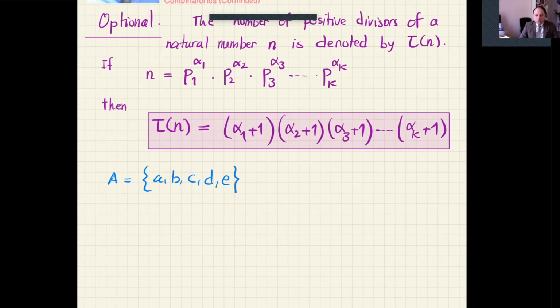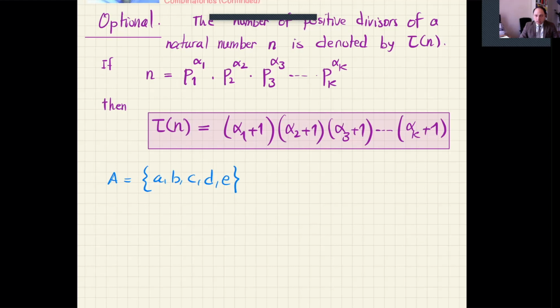But now let me ask you, how many of them do you think have an even number of elements, and how many of them have an odd number of elements? Of course, it is intuitively clear. I mean, intuitively, it should be half, right? It should be half, yes.